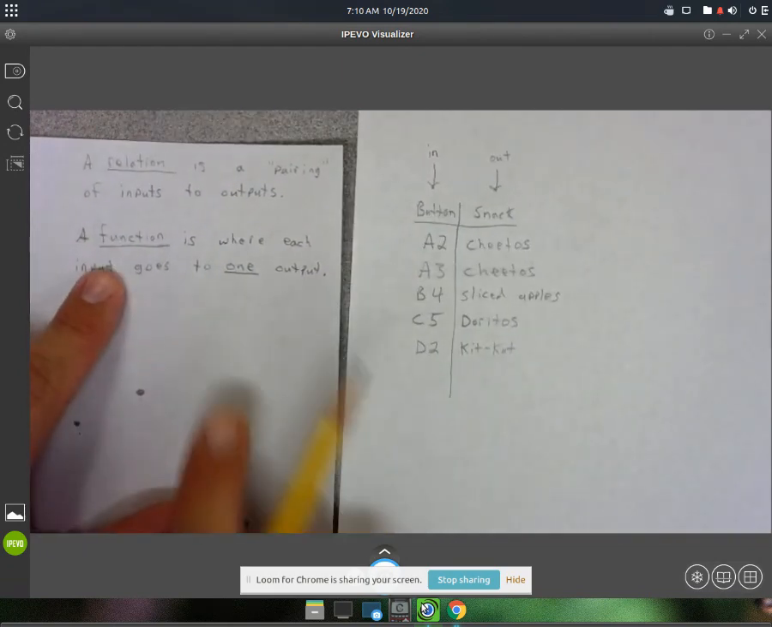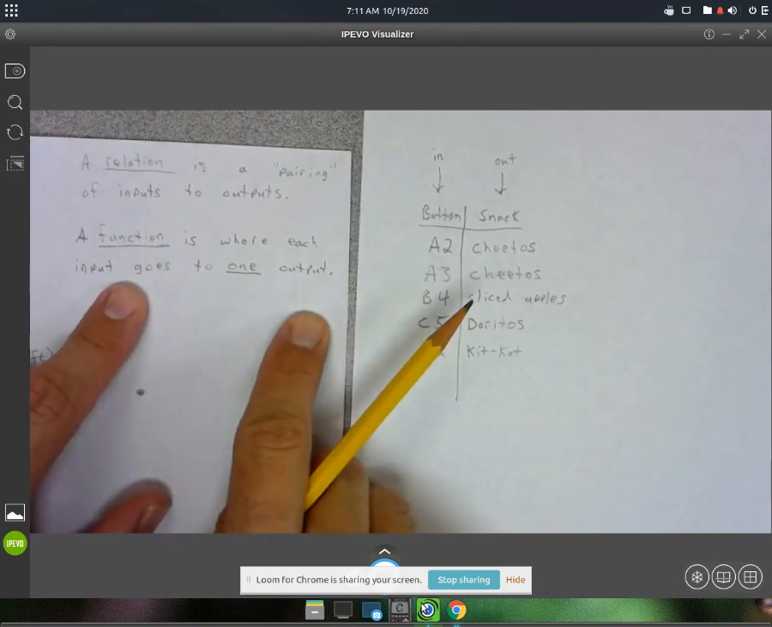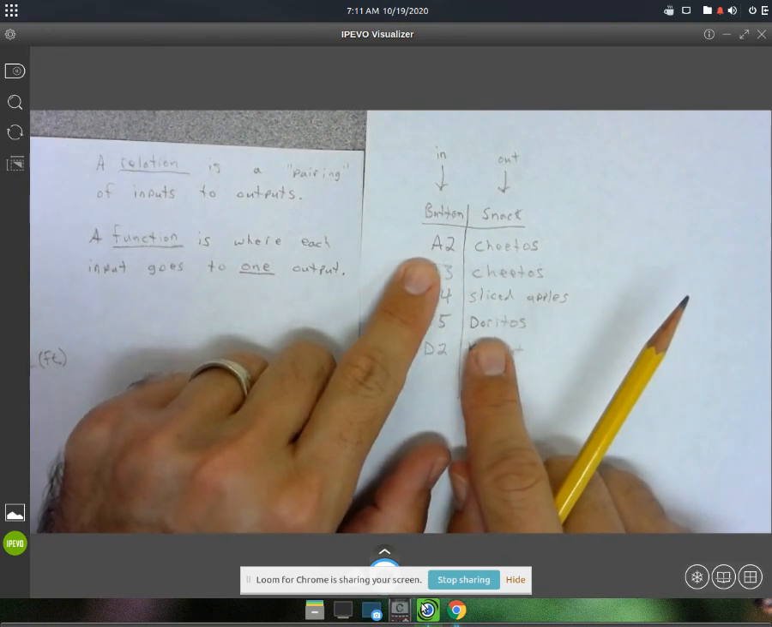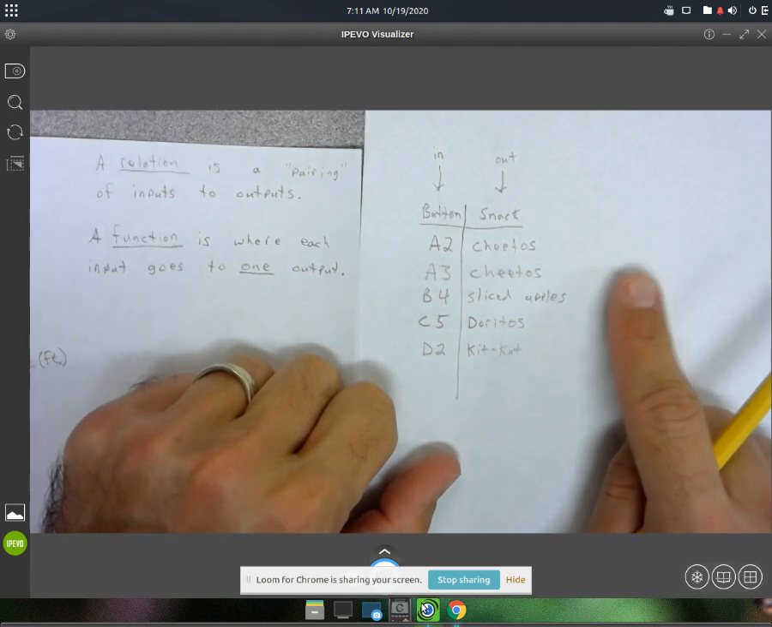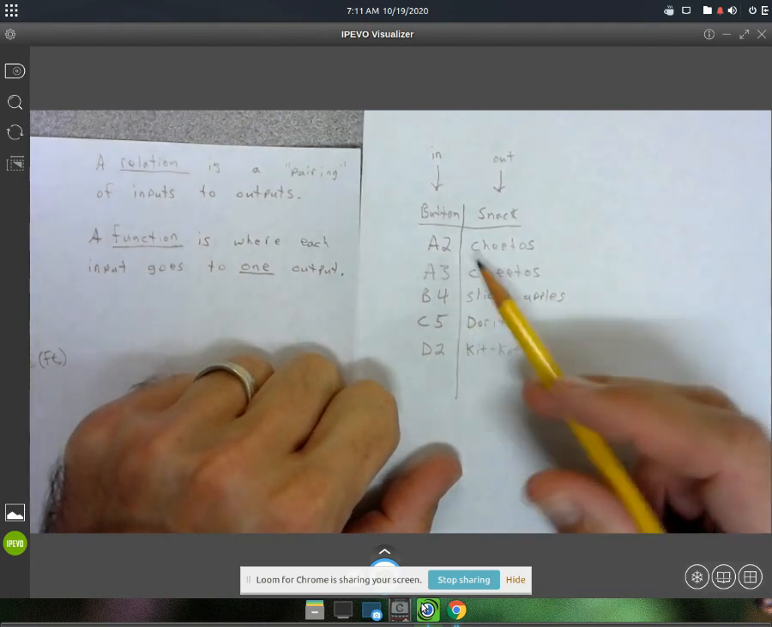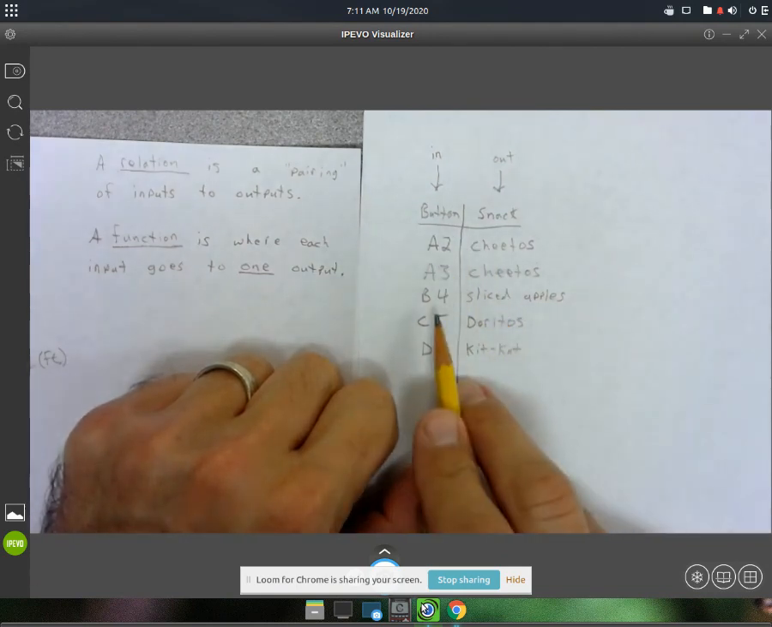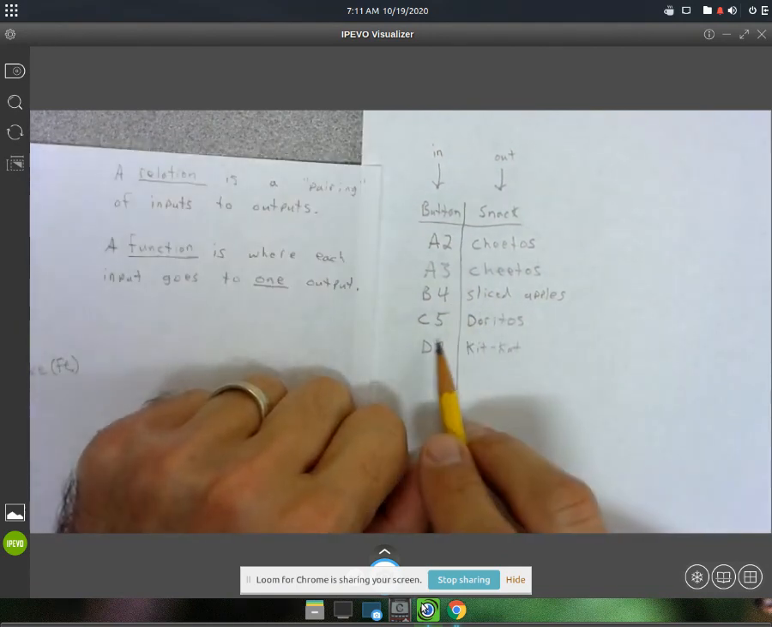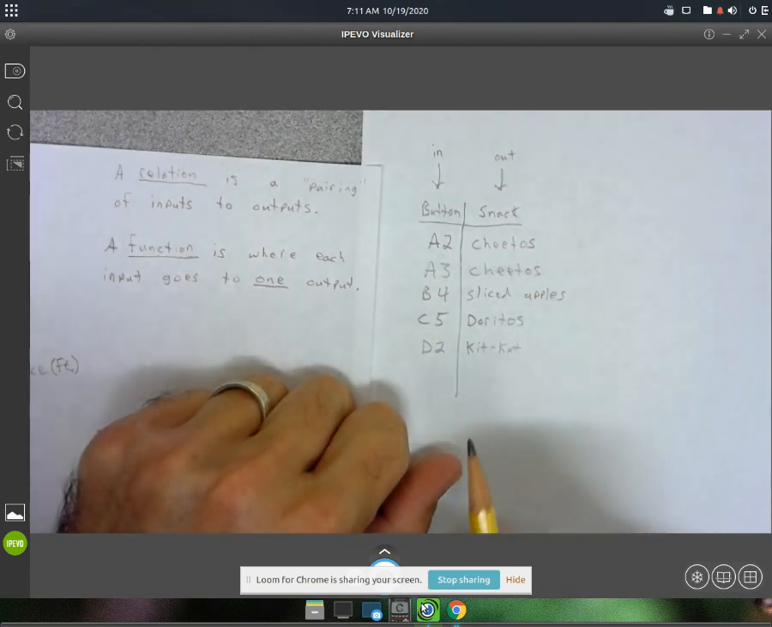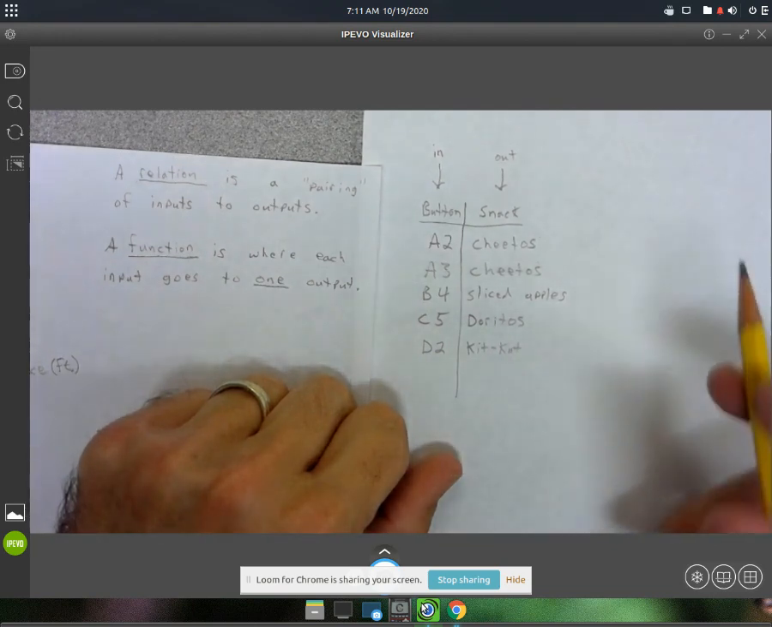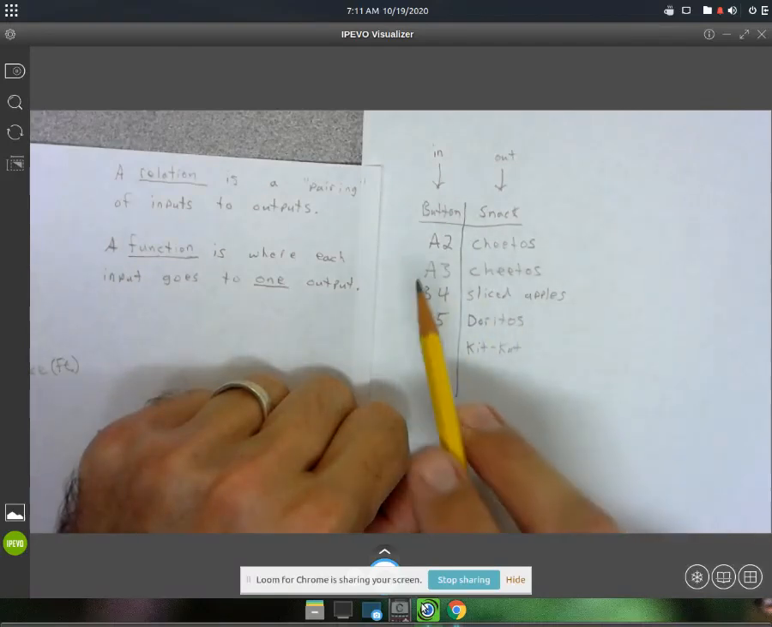A function is something where each input goes to exactly one output. If A2 went to Cheetos and Kit Kats, that would mean it would not be a function. No one wants a vending machine that's not dependable. If you press C5, you should always get Doritos. That's what it means to be a function. It's predictable. You can predict the output based on whatever button you press.